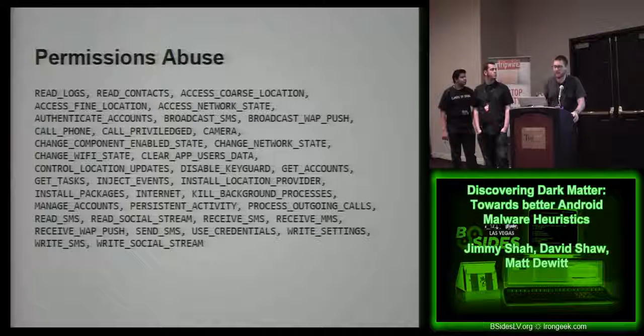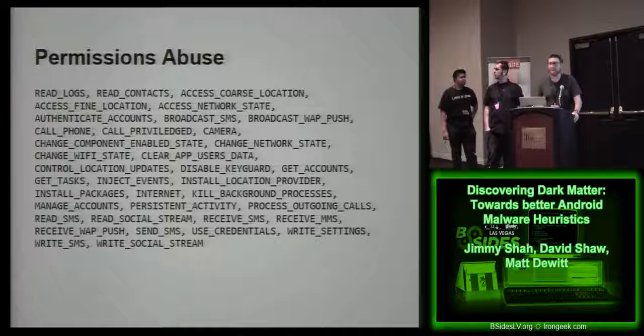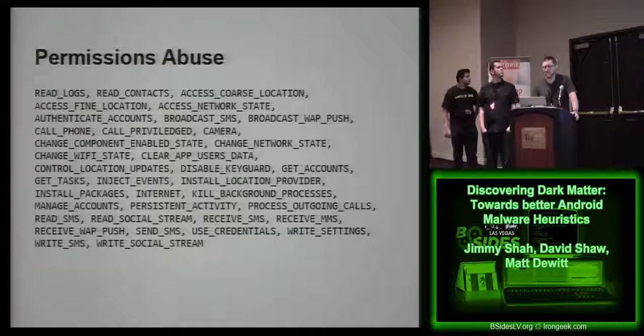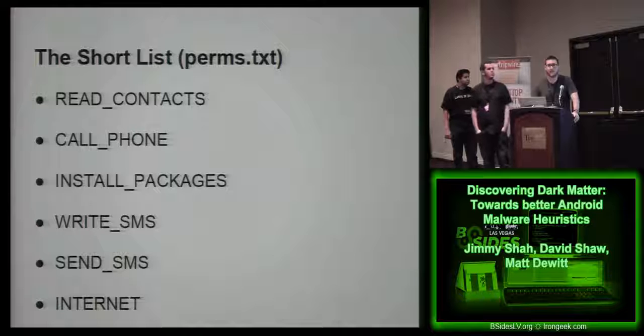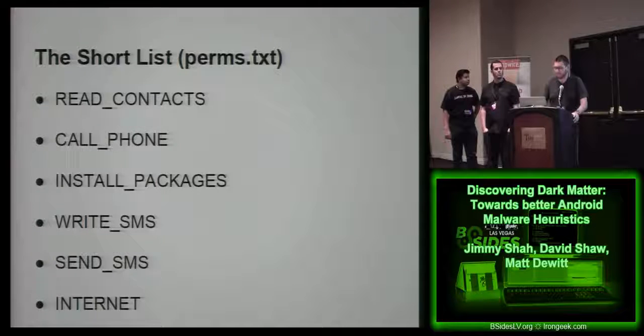But if you look at this: reading the phone logs, internet access, write to the social stream, write and then send SMS, persistent activity, install packages. There's a lot of really potentially bad permissions here that you want to make sure that you're looking at. But this is a lot, and it's sort of out of scope for the whole talk. We narrowed it down to 6. We're going to call this perms.txt. I'll actually be using that a little bit later. So we're looking at read contacts, call phone, install packages, write and then send SMS, and unrestricted internet access.